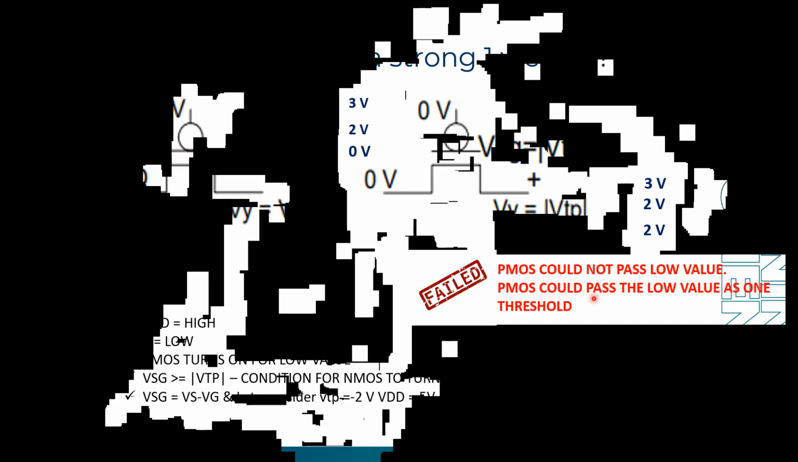So it will not pass the value of 0 here, but the already retained value of 2 volt will be obtained as the output. So exact 0 will not be obtained, but a little higher voltage will always be obtained. So it is a weak 0. If it is a perfect 0, it has to be 0 volt, but you can get from 0 to 2 volt. Similarly, here also your PMOS could not pass a low value. It could pass the low value only as one threshold. So one threshold which is retained is obtained here.